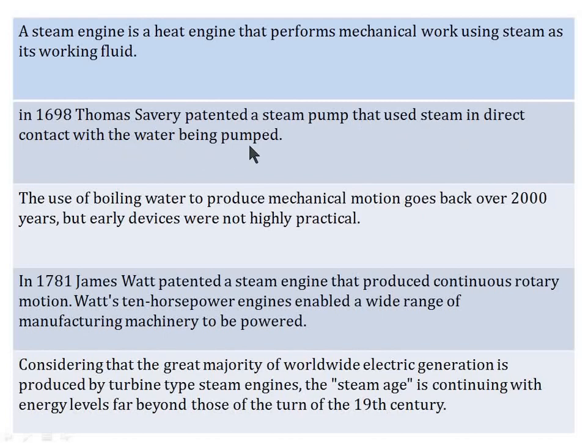Okay. Next is the use of boiling water to produce mechanical motion goes back over 2000 years, but early devices were not lightly practical. So this is also an independent sentence. Technically, this was also an independent sentence. In 1781, James Watt patented a steam engine that produced continuous rotatory motion. Watt's 10 horsepower engine enabled a wide range of manufacturing machinery to be powered. So again, this is also an independent sentence.